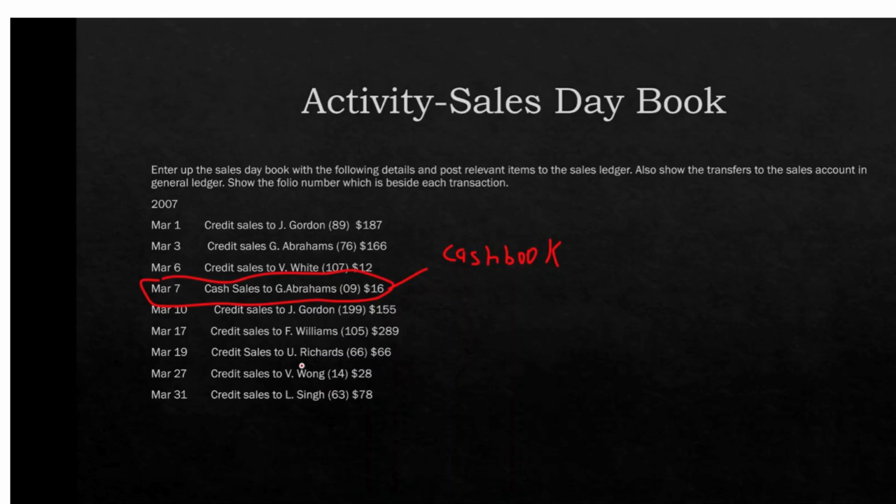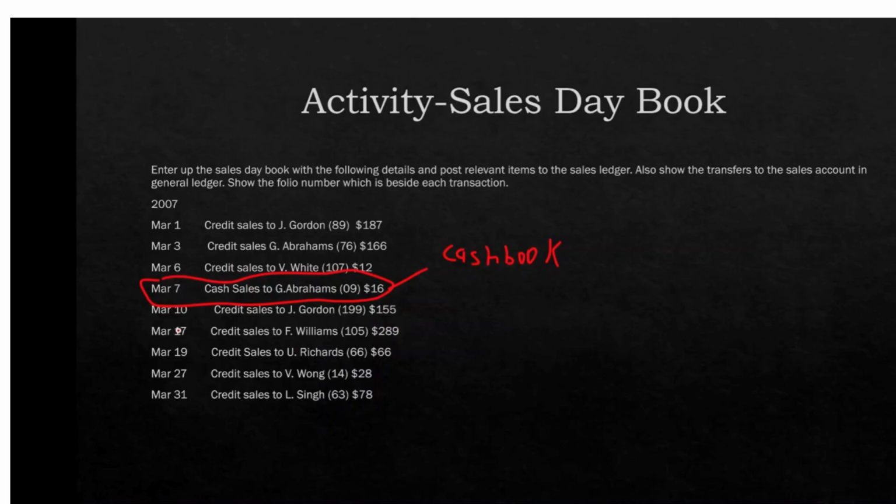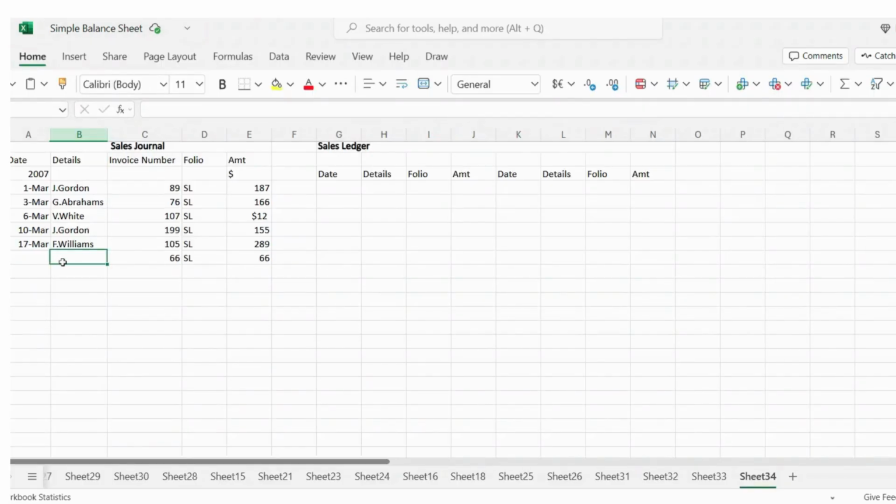The 19th of March, credit sales to U. Richards, 66 with $66. So therefore, it is 66. Invoice number is 66. U. Richards is the name and March 19. So it's as simple as that.